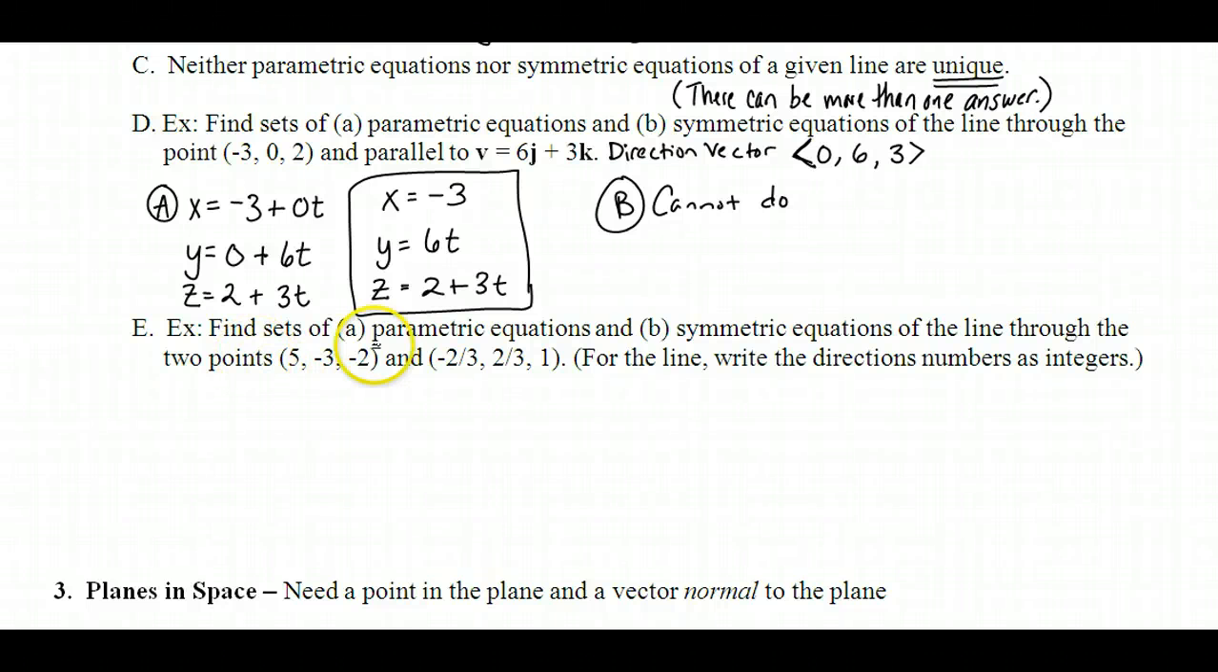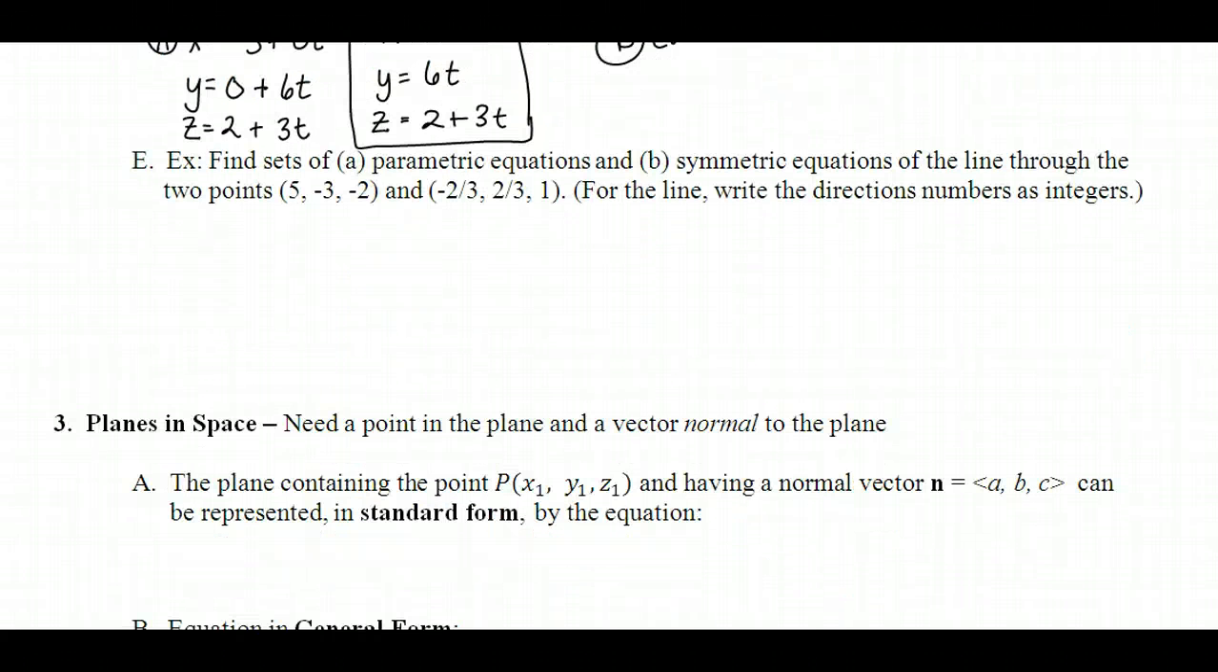The next example, we want to move it up a little bit. We'll find the sets of parametric equations and symmetric equations again of the line through our 2 points. We have 5, negative 3, negative 2, and the point negative 2/3, 2/3, and 1. Again, in order to write the equation of a line, we need a point on the line. Well, we have 2 of them, and we need to figure out the direction vector. So our direction vector is really the first thing that we have to do, and that's going to be between these 2 points.